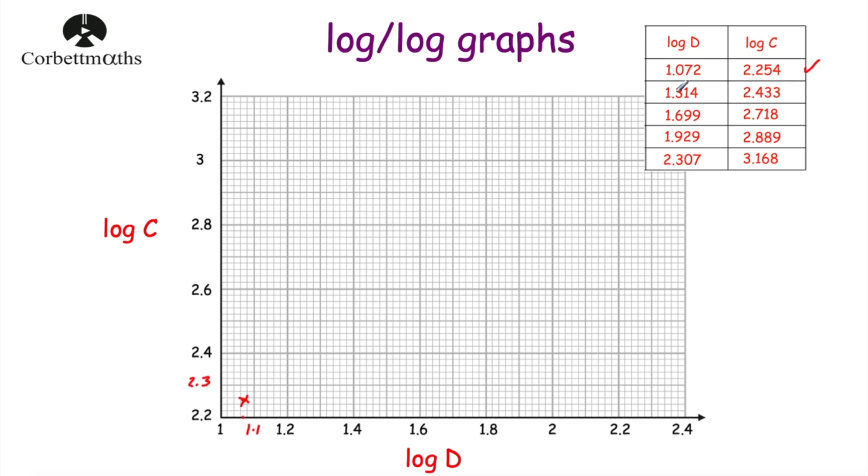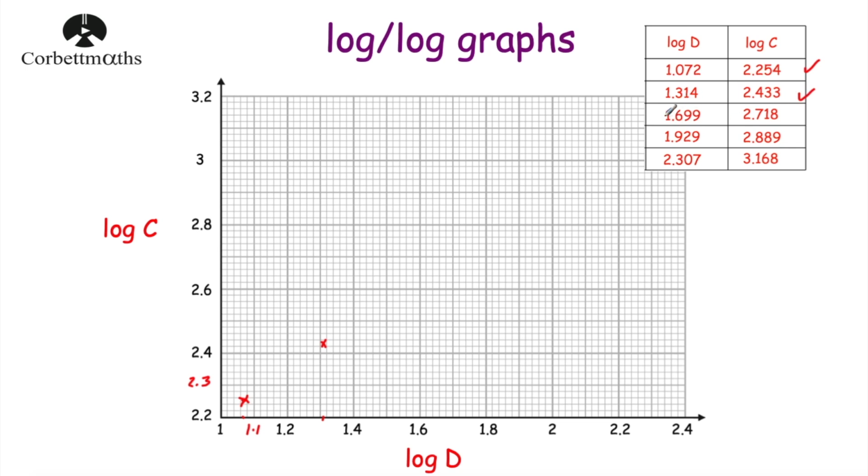Okay, our next point, 1.314 and 2.433, so roughly 1.3 and 2.4, that's what I'm going to plot here. So 1.3 would be there, 1.32 would be there, so 1.31 would be roughly in the middle. Then we're going to go up to 2.43, so 2.4 is here, 2.42 would be there, 2.44 would be there, so 2.43 would be in the middle somewhere. So that's going to be our next point. Okay, so we've plotted that point.